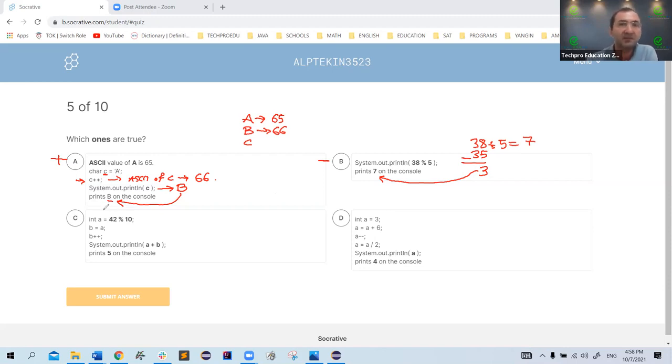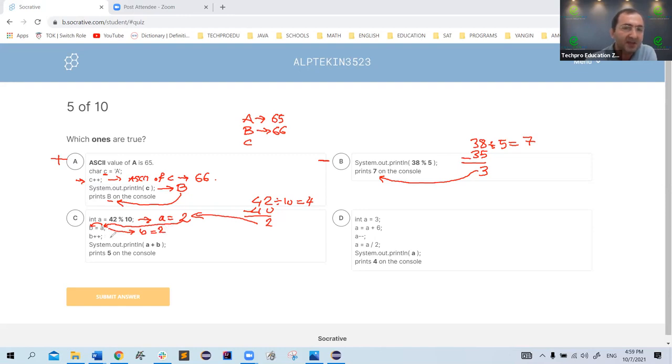Now see, integer A, we get 42 modulus 10. This is the modulus operator. So from here, we understand what is A. If you divide 42 by 10, it goes 4 times. We subtract 40, remainder is 2. That means A is 2. Now look at here, this is the assignment operator. B is assigned as A. The value of A is 2. So 2 is assigned as the value of B. So the value of B will be 2, because A is 2 here.